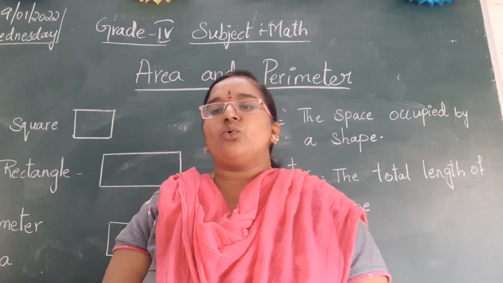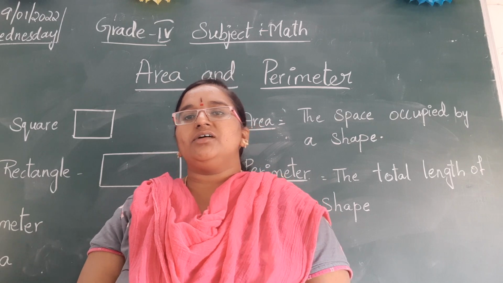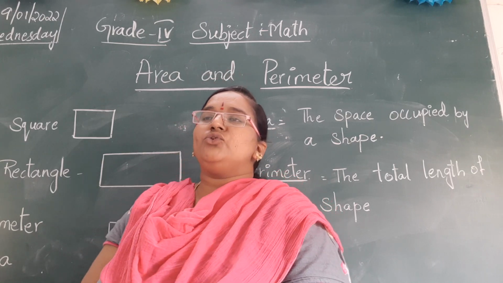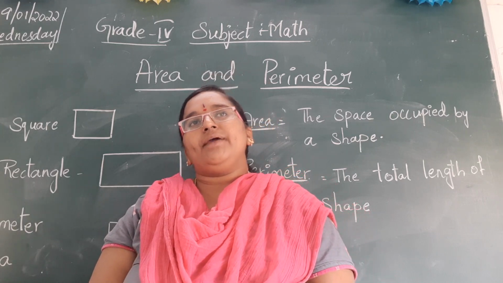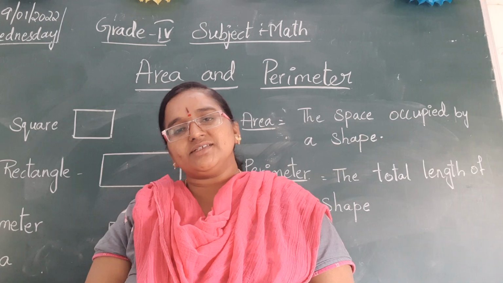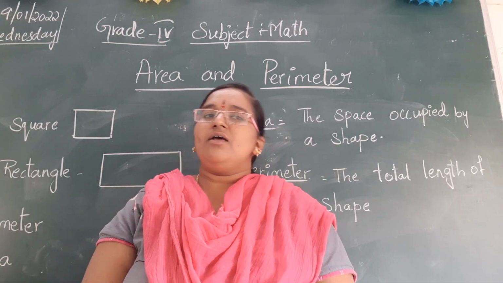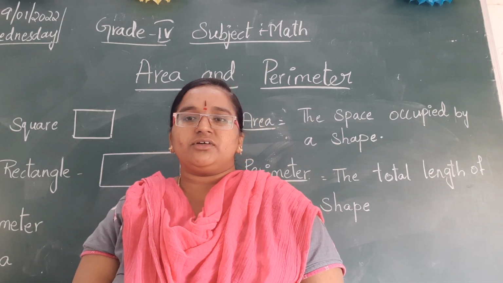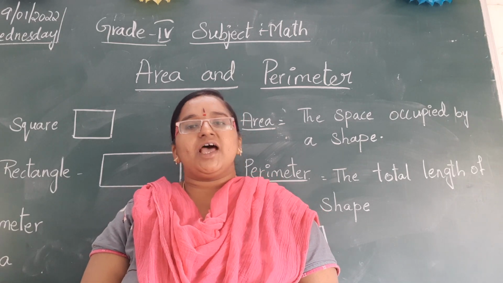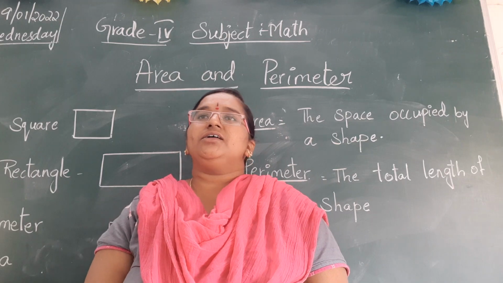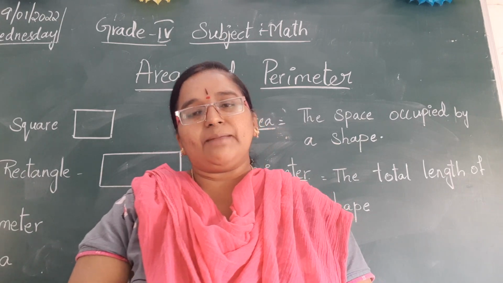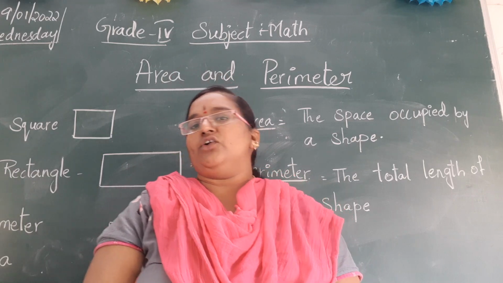Today we are going to start a new chapter called Area and Perimeter. Before going into this chapter, we will recap the old chapter, factors and multiples, which we learned before the holidays. Everyone remembers the factors and multiples, no children? Yeah, right. Very good of you.